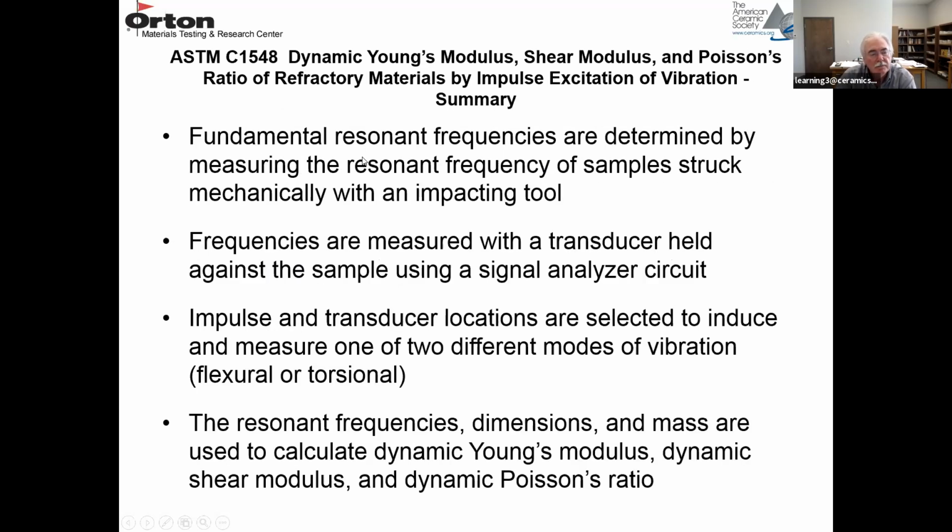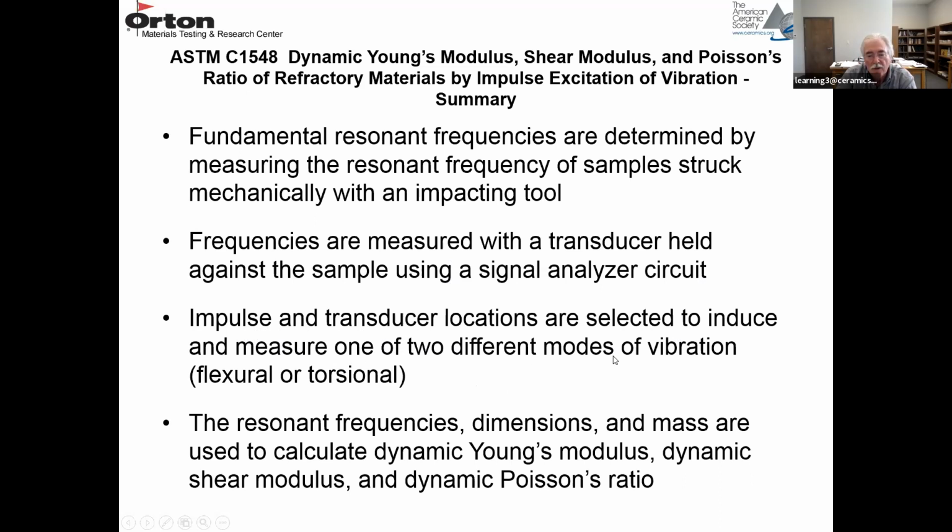So for this test, the fundamental resonant frequencies are determined by measuring the resonant frequency of the sample after you impact it with some type of impacting tool. The frequencies are measured with a transducer that's attached to the sample. And there's equipment that you can buy, signal analyzers, that will give you the frequencies. So you have an impulse and a transducer location, and you have different locations that give rise to different modes of vibration.